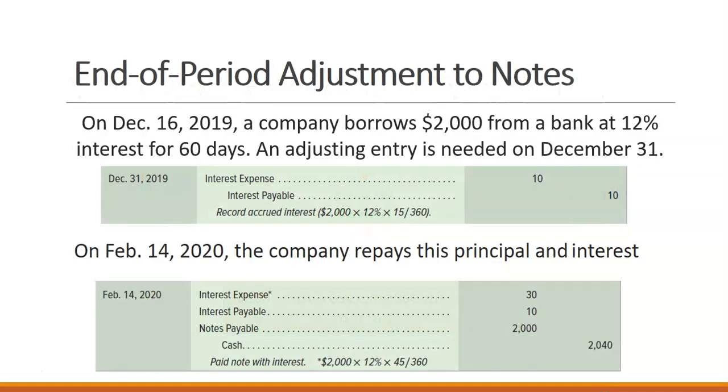In this example, we borrowed money on December 16th for a 60-day note. On December 31st, we have to record an adjusting entry to acknowledge that interest expense. And then when we pay the note on the date of maturity, we would repay the principal and interest. We would have the interest payable, the interest expense that has accrued since our adjusting entry, the amount of the note, and then the cash payment.